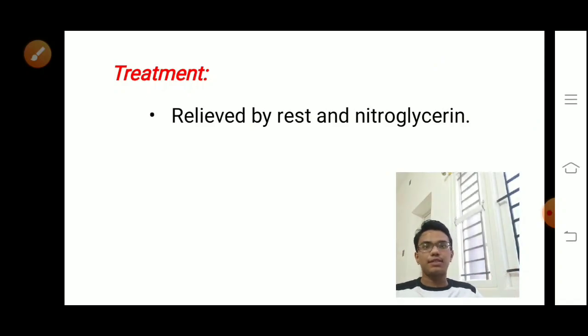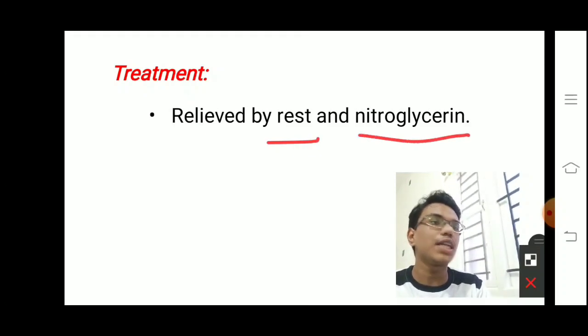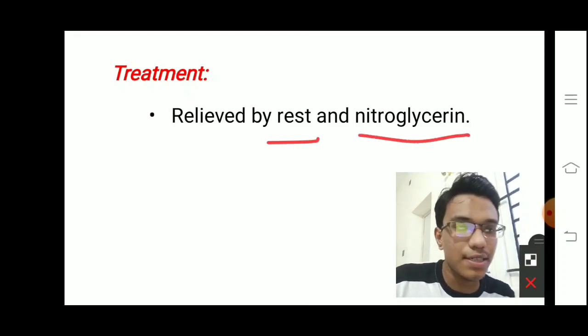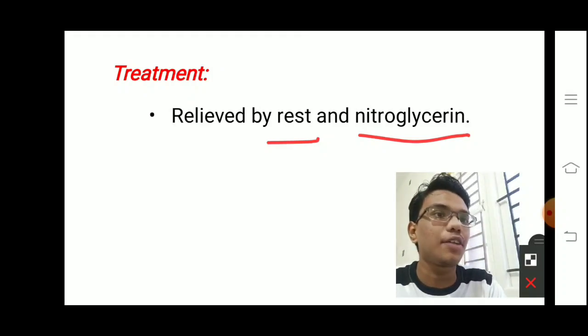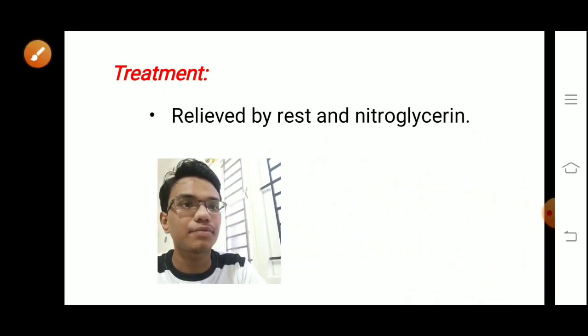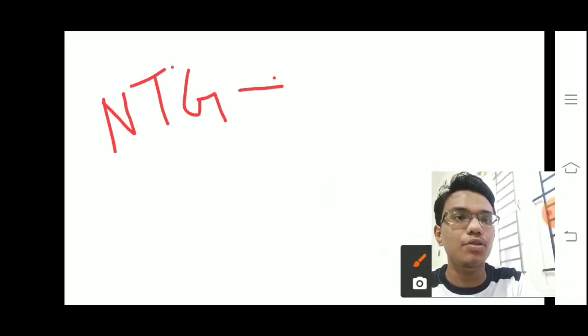Now what is the treatment? This is the final slide actually. Stable angina gets relieved by rest, right? So rest is the main option, that is the conservative management, plus nitroglycerin. You can give nitroglycerin, it is the drug of choice for stable angina. And I will now tie this pathology with a little bit of pharmacology. Now how does this nitroglycerin act, that's the question.